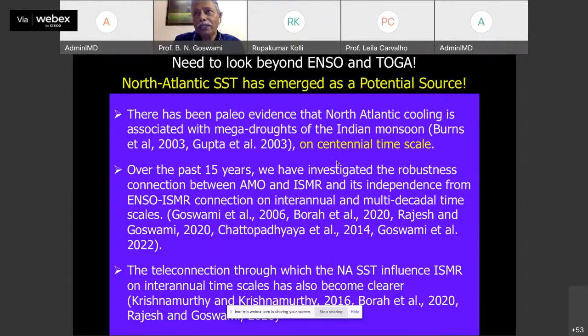One of the issues, of course, was to establish the physical mechanism by which the North Atlantic SST could possibly influence the monsoon. That teleconnection mechanism has, over the last decade or so, become much clearer. I am going to give an example of that.